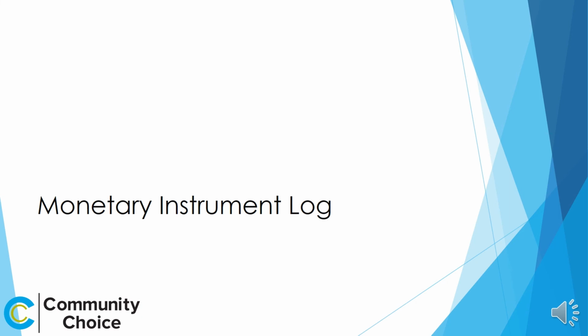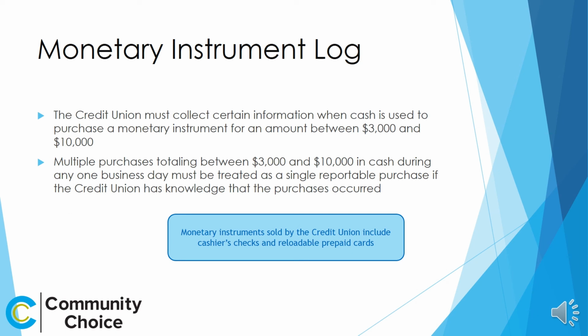Last but not least, the credit union also has reporting requirements in connection with a cash purchase of a monetary instrument. The credit union must collect certain information when cash is used to purchase a monetary instrument or instruments for an amount between $3,000 and $10,000. Monetary instruments include cashier's checks and reloadable prepaid cards. Multiple cash purchases totaling between $3,000 and $10,000 in cash during any one business day must be treated as a single reportable purchase if the credit union has knowledge that the purchases occurred.